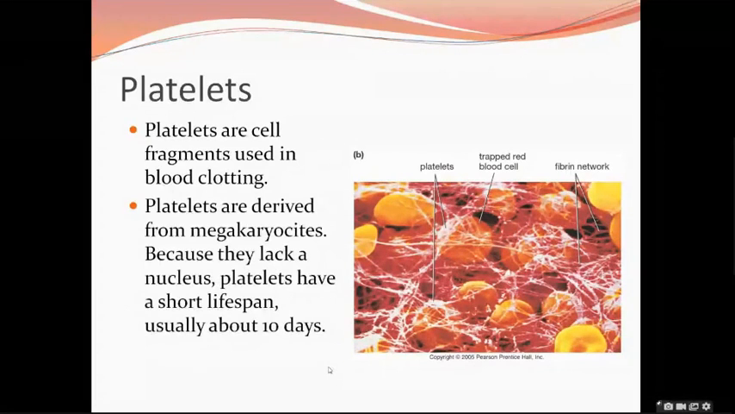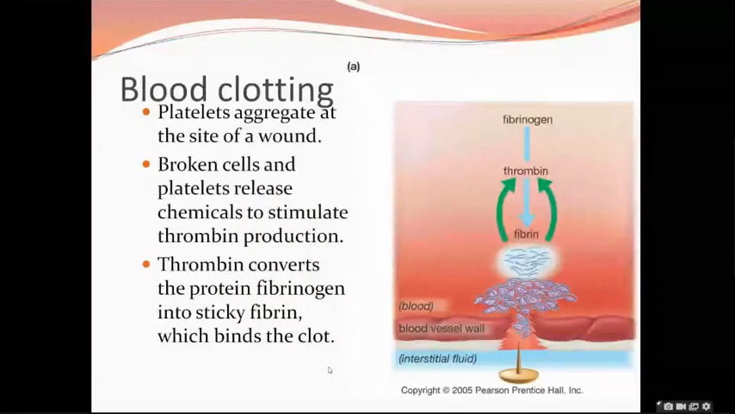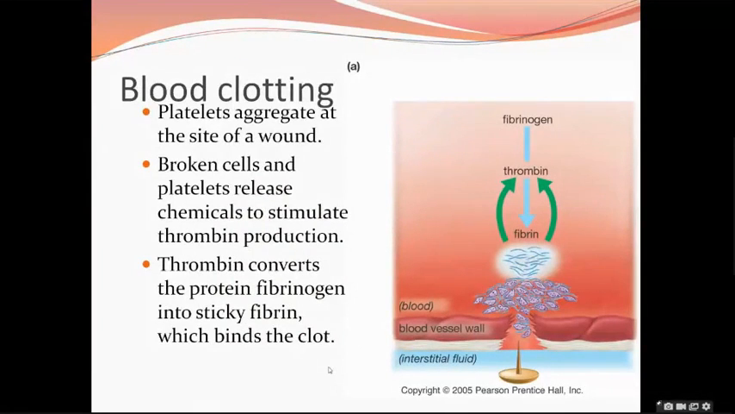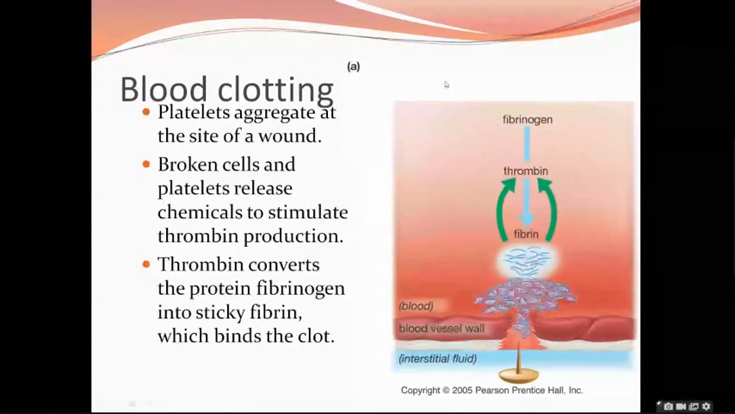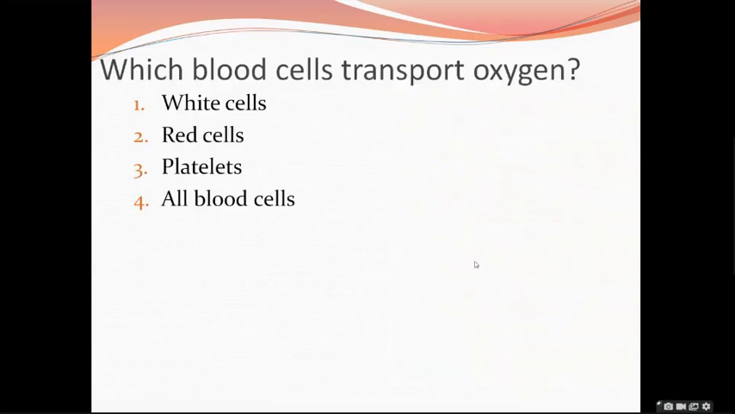So this is about the formed elements and plasma. I had already discussed that. Now, what is blood clotting? Platelets aggregate at the site of the wound. Now this wound as well as the platelets will release a chemical signal. This chemical signal will stimulate thrombin production. This thrombin will convert the protein fibrinogen present in the blood into sticky fibrin. All this will bind and form a clot-like structure.